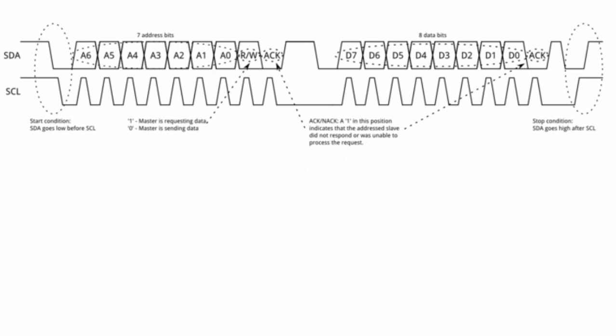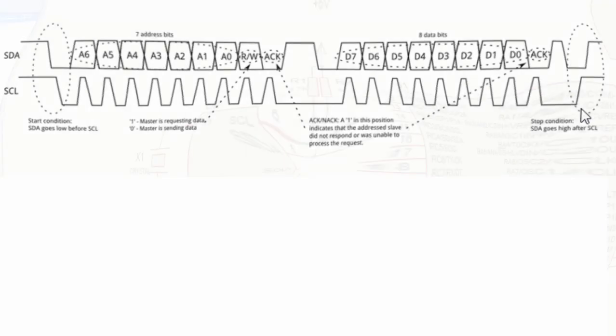The start and the stop commands are simply transitions on the SDA line while SCL is high: a transition from high to low on the SDA line with SCL high if you are sending a start command, or from low to high on the SDA line with SCL high if you are sending a stop command.